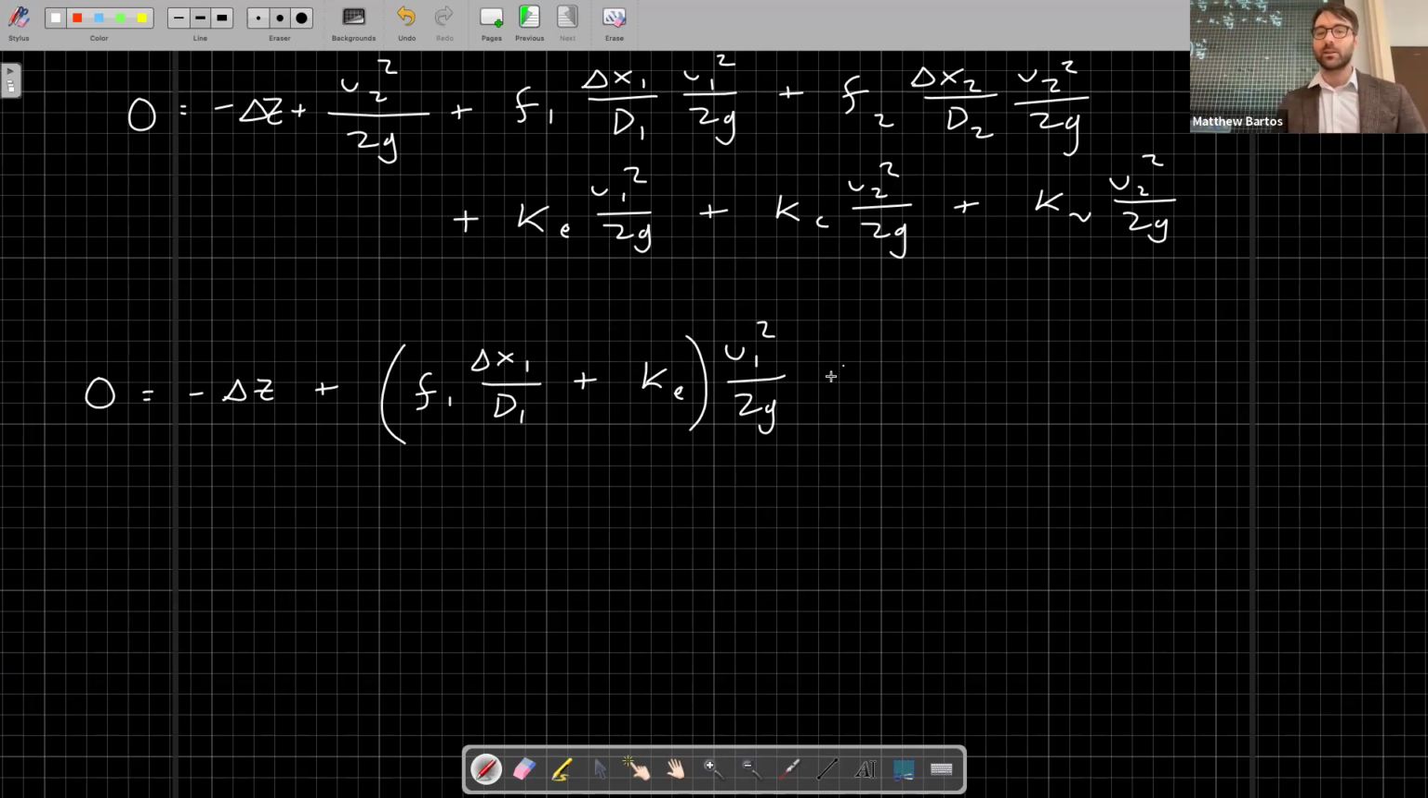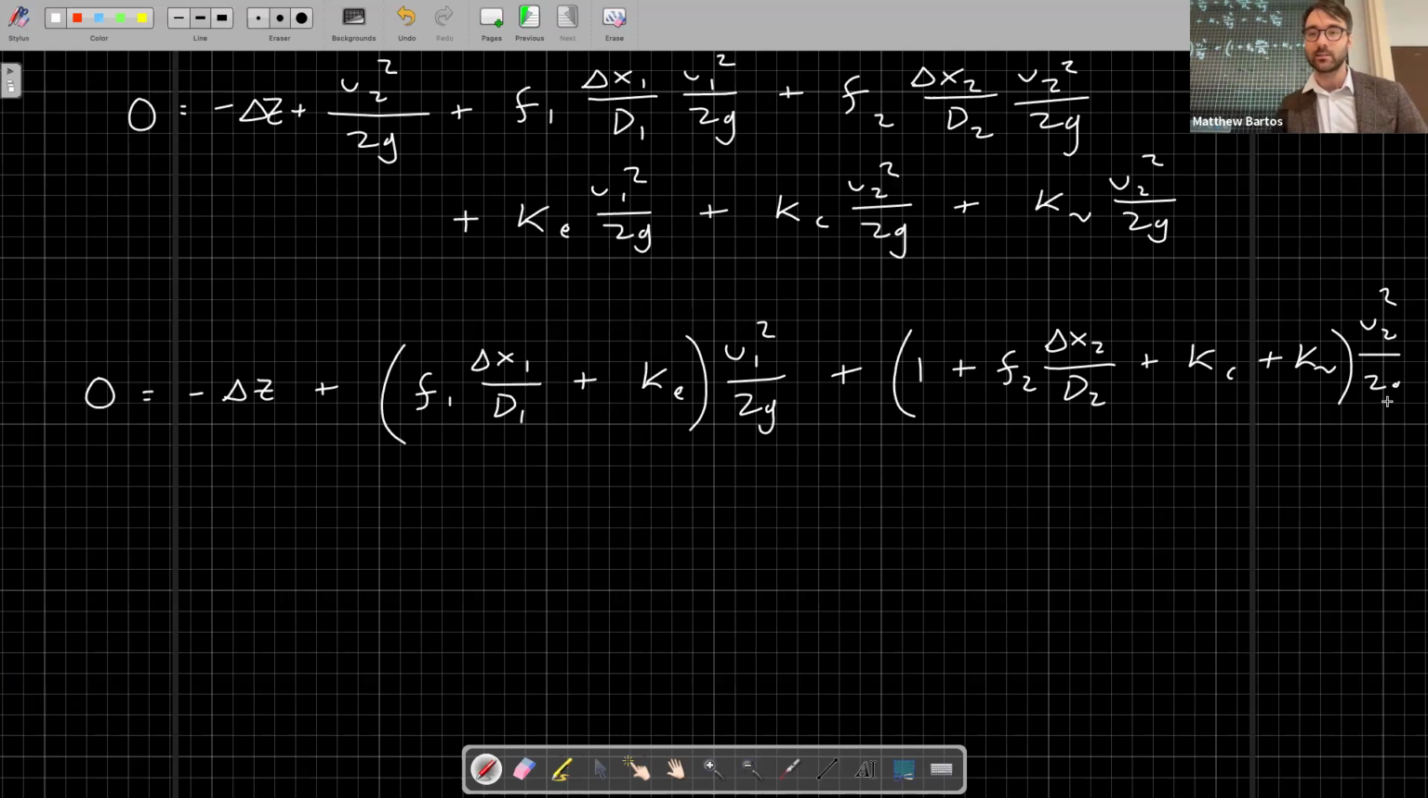Our next term is going to depend on our terms that are multiplied by U2 squared over 2G. So that includes the velocity head at the valve, this term here, the frictional loss in pipe 2, the contraction loss, and the valve loss. So we're going to end up with 1 for this first velocity head term here, plus F2 times delta X2 divided by D2, plus KC, plus KV, all times U2 squared divided by 2G.